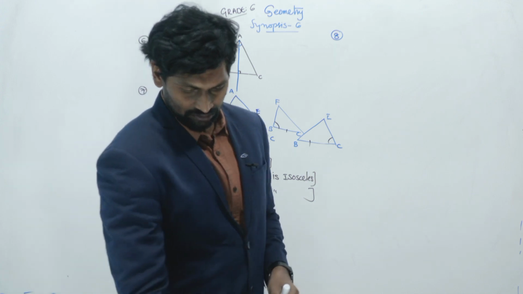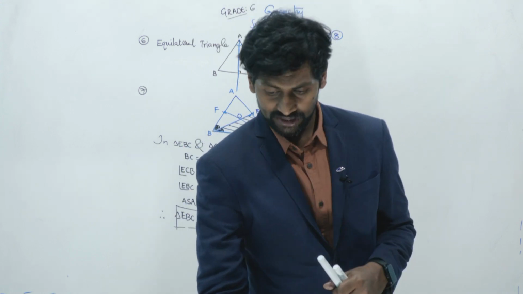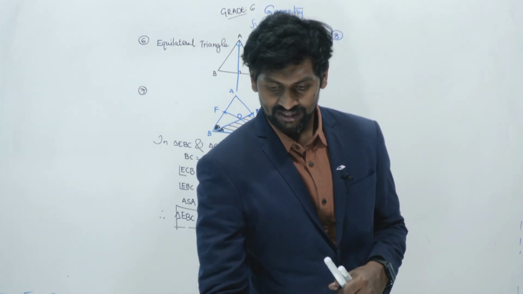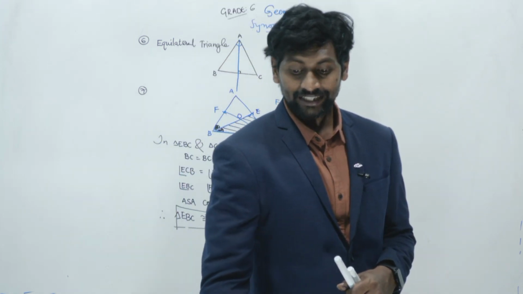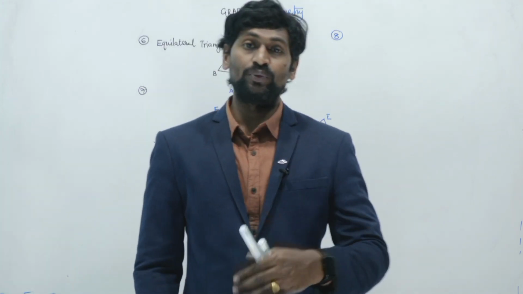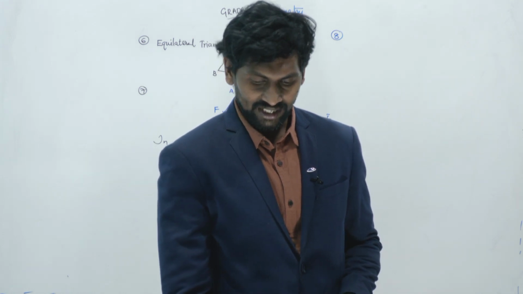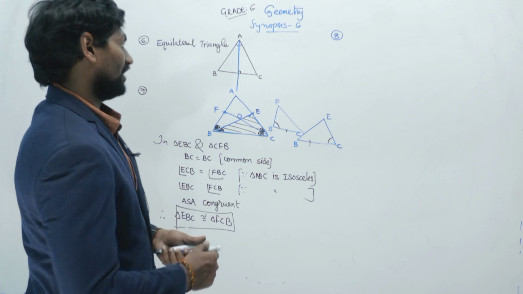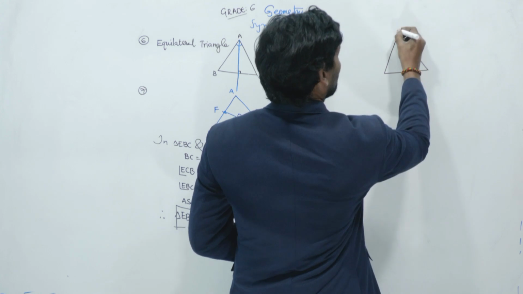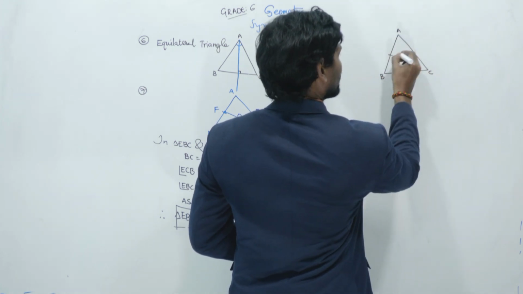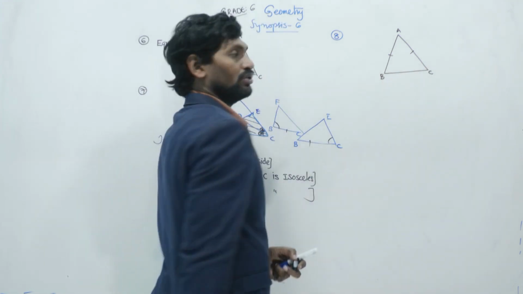Okay. So while you are observing, the eighth question is: if the altitudes from two vertices of a triangle to the opposite sides are equal, it means altitudes are equal. Then what is the triangle? While you are observing here, we are discussing the isosceles triangle, where two sides are equal.